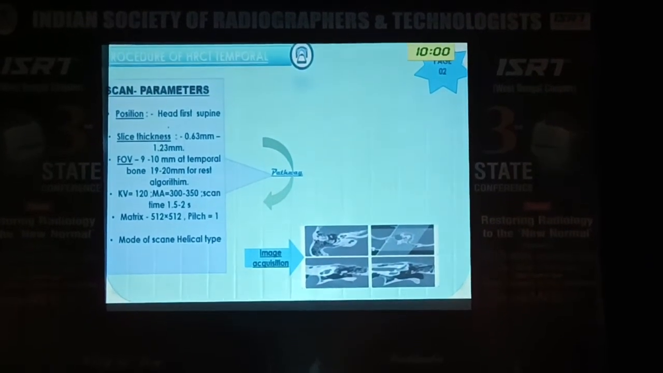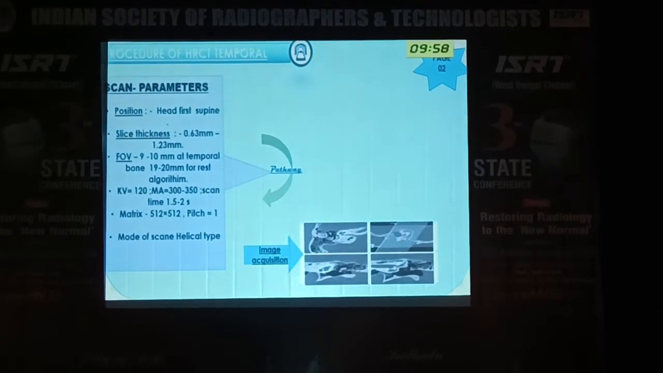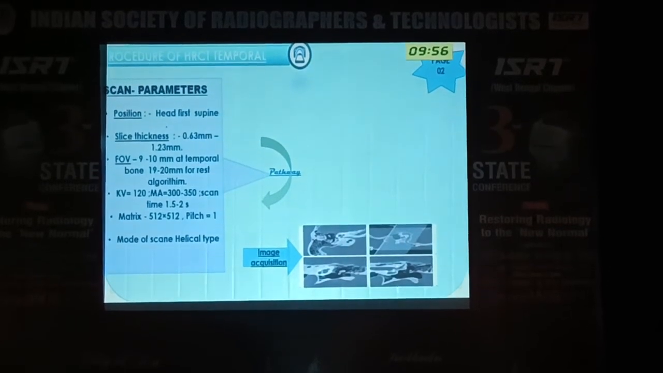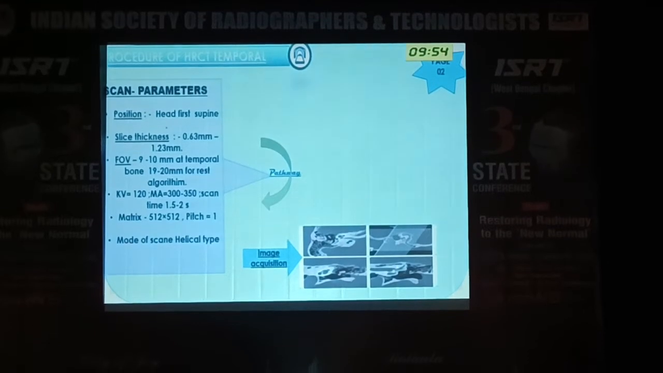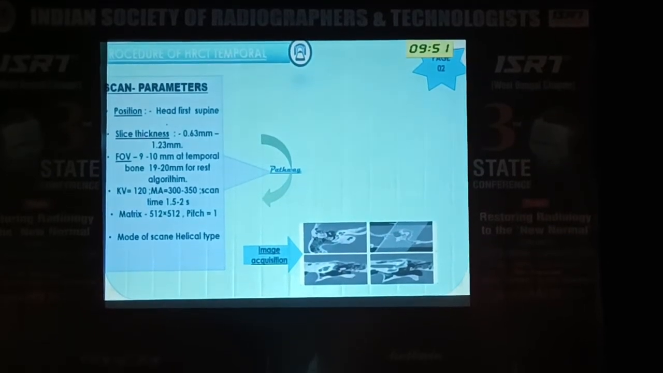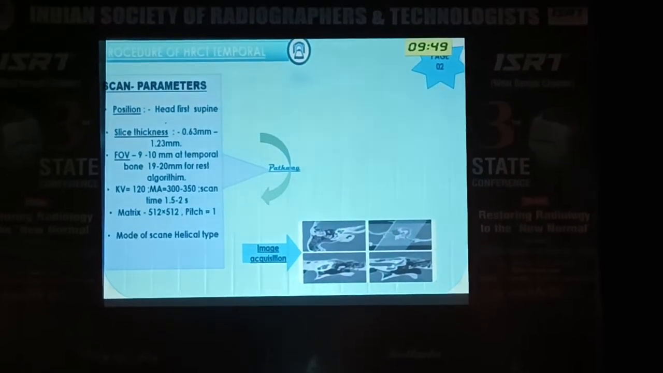So we have to put the patient in the headrest with head first supine position and FOV of 9 to 10 with a slice thickness of 0.63. So the question is, why is 0.63 the minimum slice thickness?